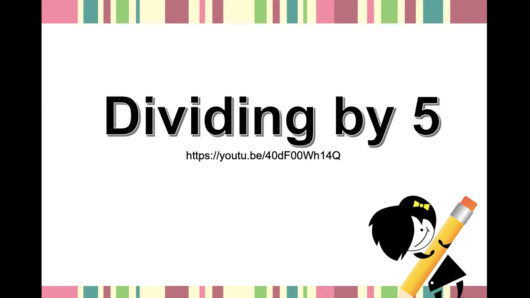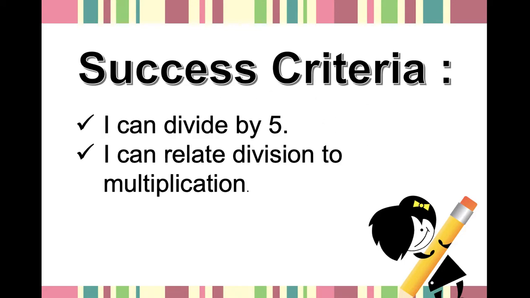Once you are done with this, the success criteria is that you will be able to divide numbers by 5, and also we will see how multiplication is related to division. Okay, so let's get started.